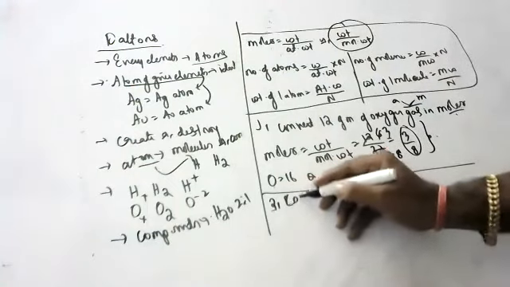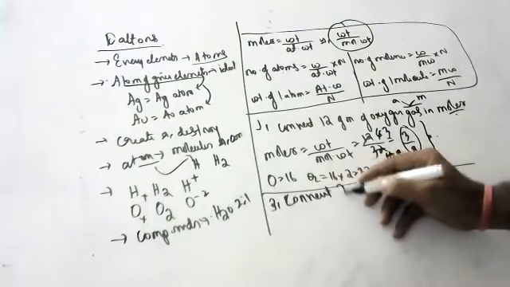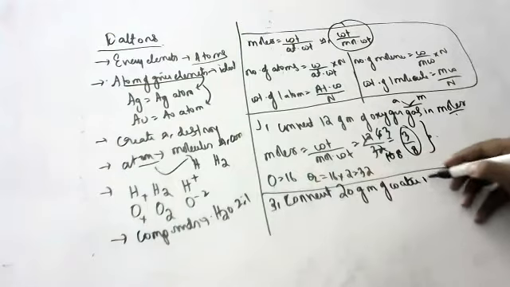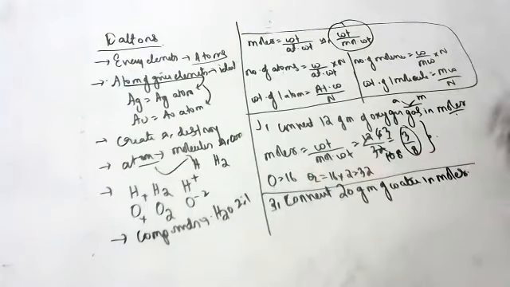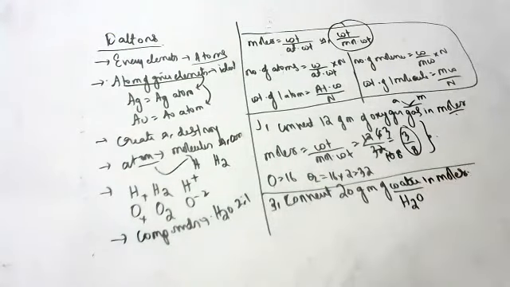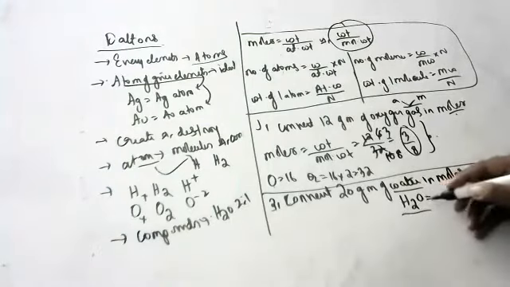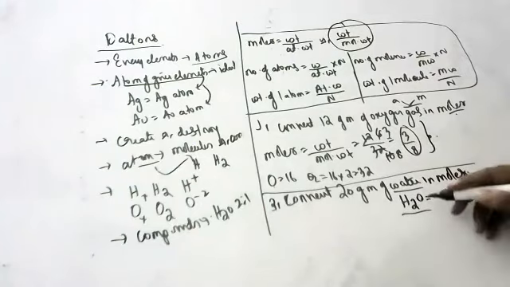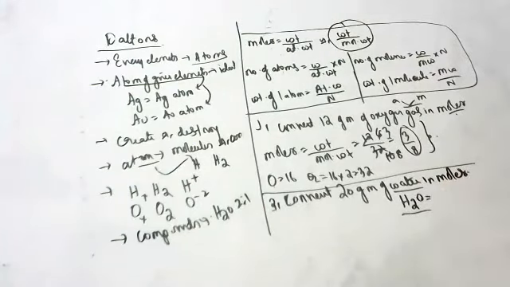Tanmay, can you convert 20 grams of water into moles? Tell me first, is water an atom or a molecule? It's a molecule. It has 2 plus 1, 3 atoms. Can't you see? It is made up of 2 hydrogens and 1 oxygen. It's a molecule.